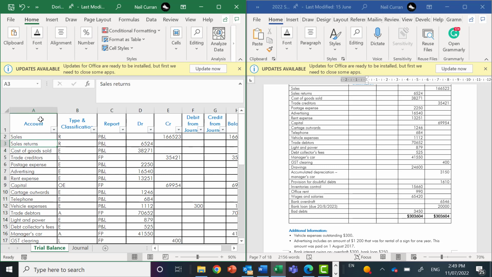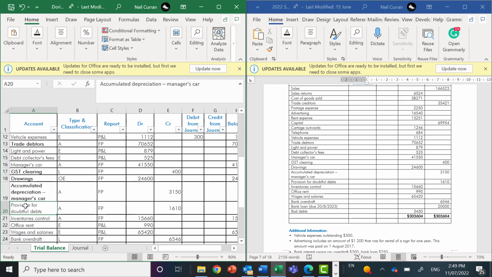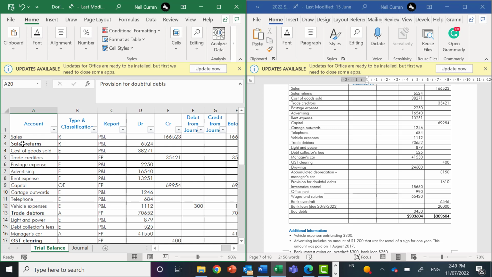The tricky ones I've actually highlighted here as well, in bold. These ones are sales returns, trade debtors, GST clearing, drawings, accumulated depreciation, and provision for doubtful debts. These ones here are a bit tricky. A sales return is a revenue item, and it is basically when a customer returns stock that you have sold that is either faulty or has been damaged. So it is a negative revenue account.